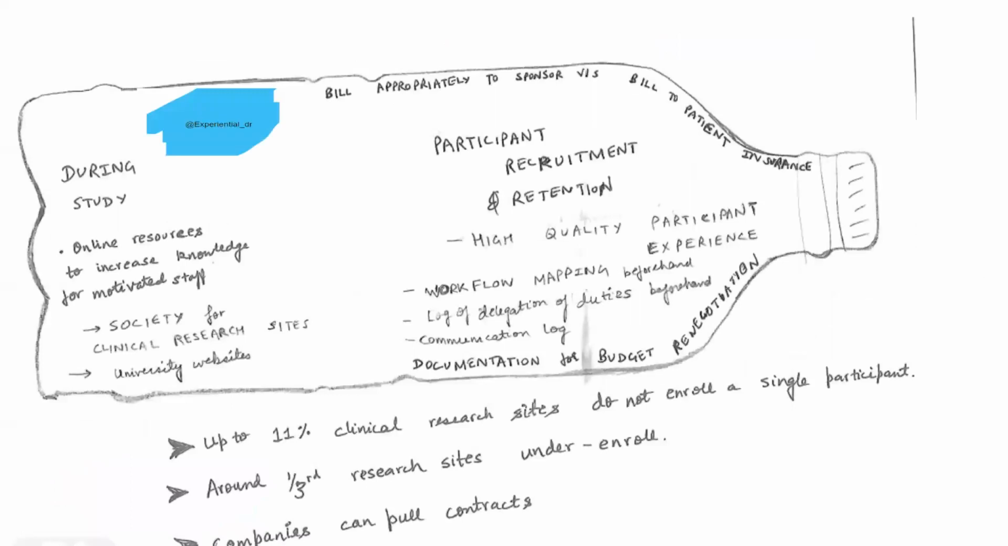Participant recruitment and retention are major bottlenecks and the reason for delays of multiple trials. There are research sites, clinical practice sites functioning as research sites, that are not able to enroll a single participant. There are sites that grossly under-enroll, and in these situations, companies can pull contracts and future partnerships can be impacted. So it's important to plan recruitment strategies in advance.